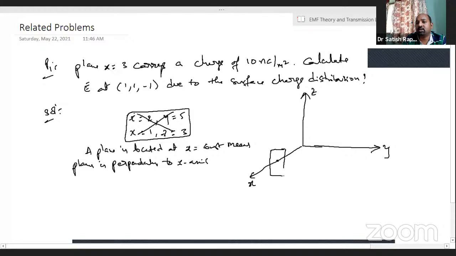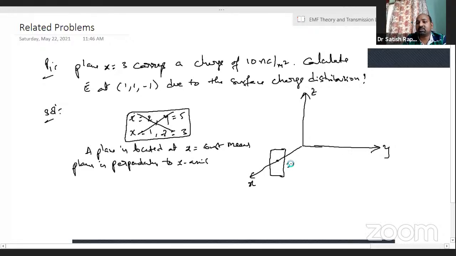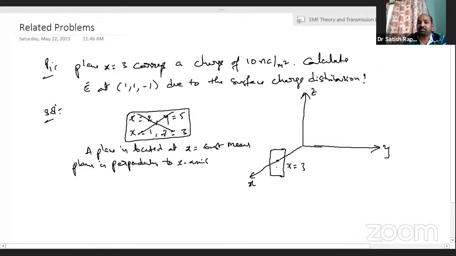Right, so this is the plane, right? So this is the plane at x equal to 3, right? So this is the x equal to 3 plane, which is perpendicular to x and is on the yz plane, right? At x equal to constant, on the yz plane at x equal to constant, right?